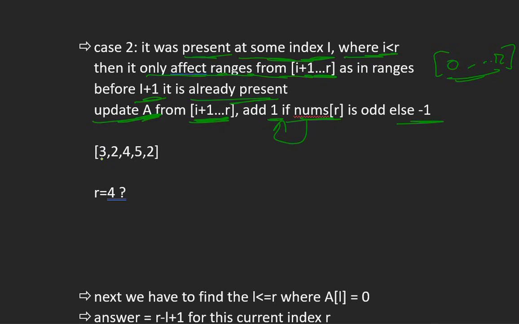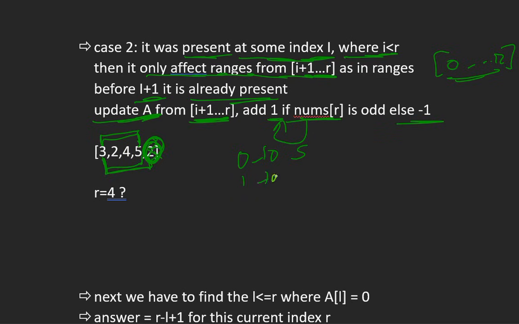So take this example, right? 3 2 4 5. Suppose we have calculated all the subarrays from index 0 to index 3. Now suppose this new element 2 arrives. If I take 0 to 5, in that subarray 2 was already present, so the coming of this element hasn't affected that, right?